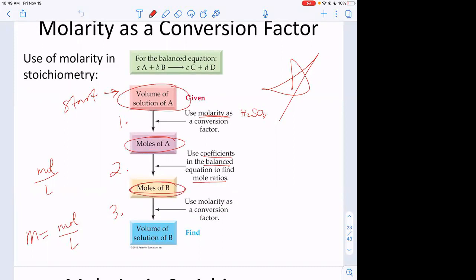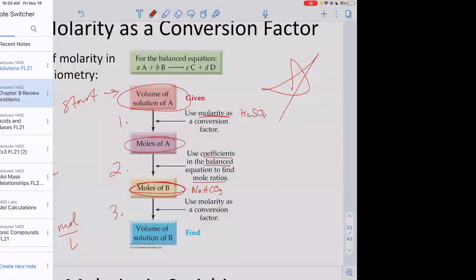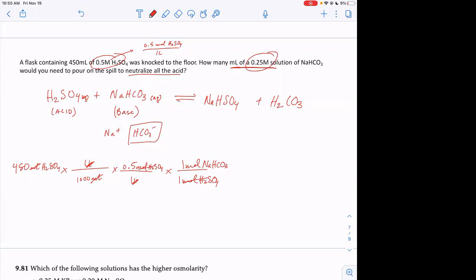Now that we have moles of our other thing, sodium bicarb in this case, we're gonna use the molarity of the NaHCO3. Yep. Which is 0.25. How do I write that in? It's moles of NaHCO3, and I want that to cancel, and it's per 1 liter. And it says how many milliliters, so the last step is I'm just gonna go ahead and convert that. For every 1 liter, it's 1,000 milliliters, okay?